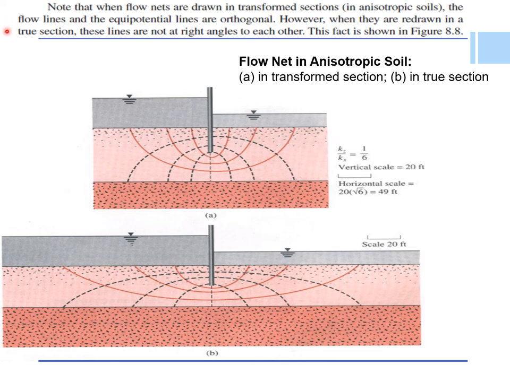This fact is shown in figure 8.8. You can see this one. This is figure 8.8. This is B and this is A. This is the transform section and this is the true section. So these things will be more cleared when we will be discussing the solved problem related to this topic.